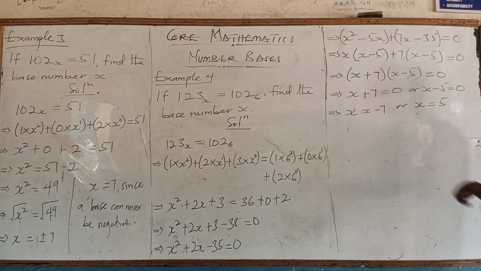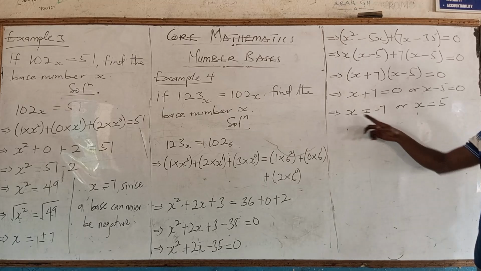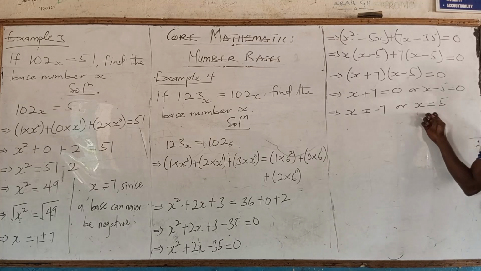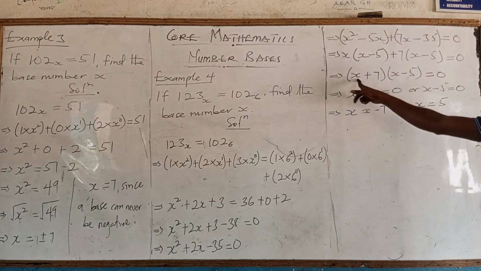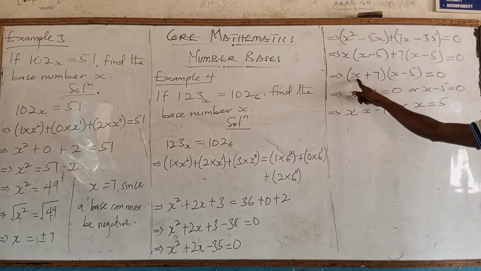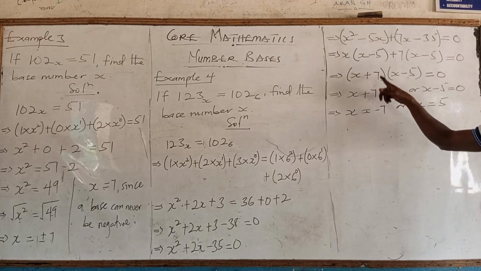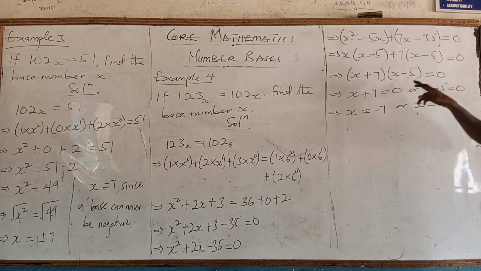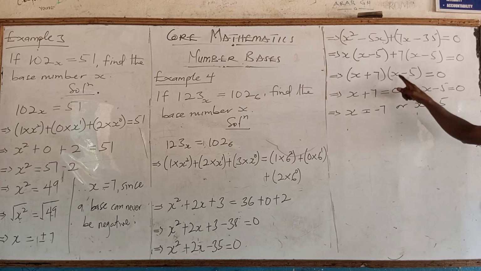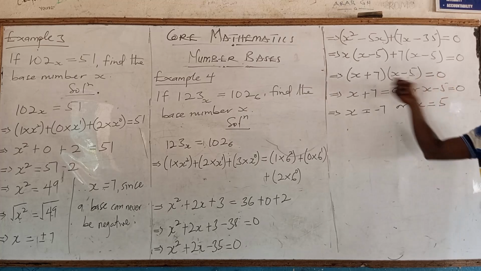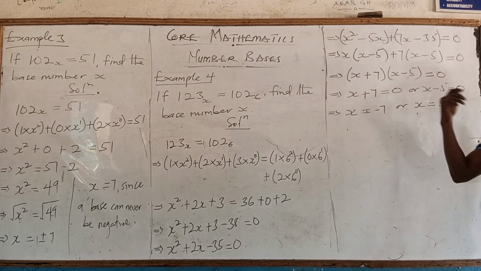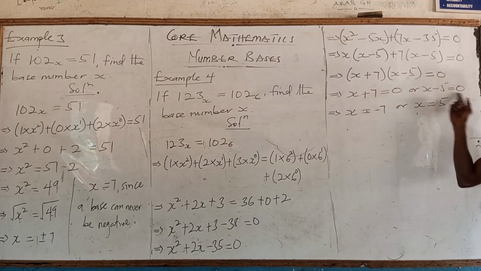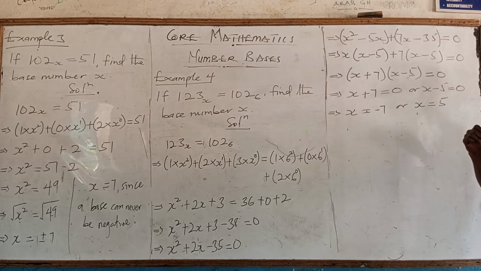So it's either x is equal to negative 7, or x is equal to 5. When we put x equal to negative 7, negative 7 plus 7 gives 0, and 0 multiplying this gives 0. Or when x is 5, 5 minus 5 goes to 0, and 0 multiplying this will be 0. That is why we said it's either this that is 0 multiplying this to get 0. That is how to write this.